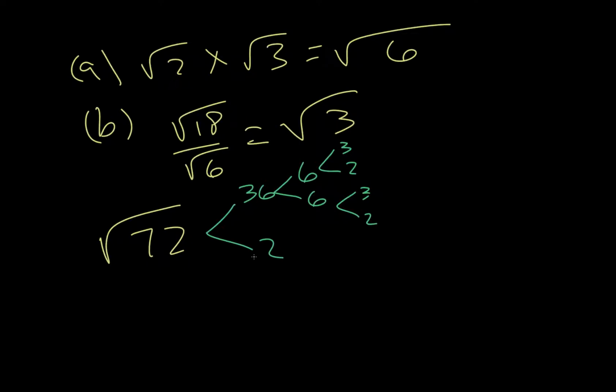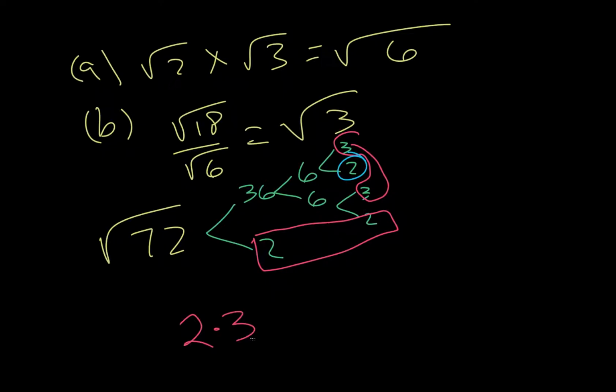Now I need to find pairs. So I have a pair of 2's right here. I have a pair of 3's right here. And then I just have a single 2. So if I have a pair, they can go on the outside, but they become a single number. So these two 2's go on the outside, but they become a single 2. These two 3's go on the outside, become a single 3. And then this 2 right here that's circled in blue has to stay on the inside.